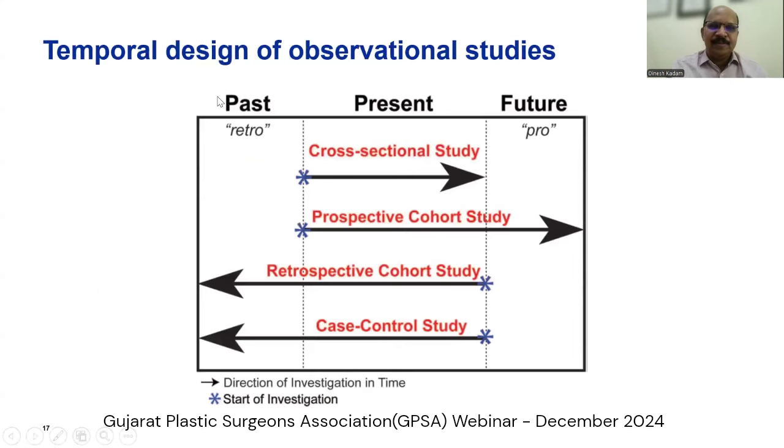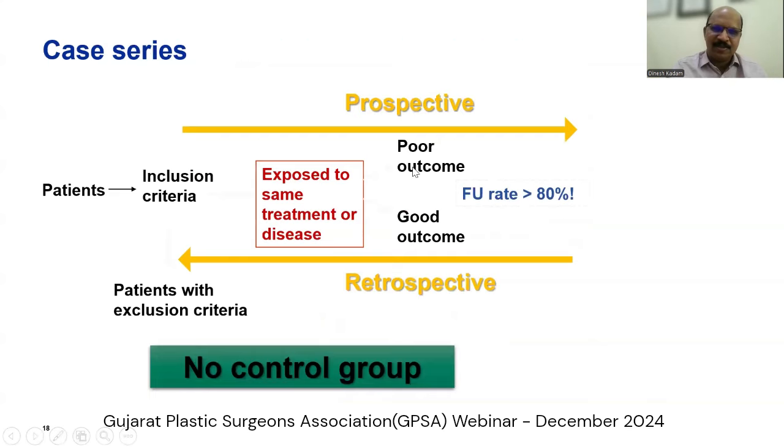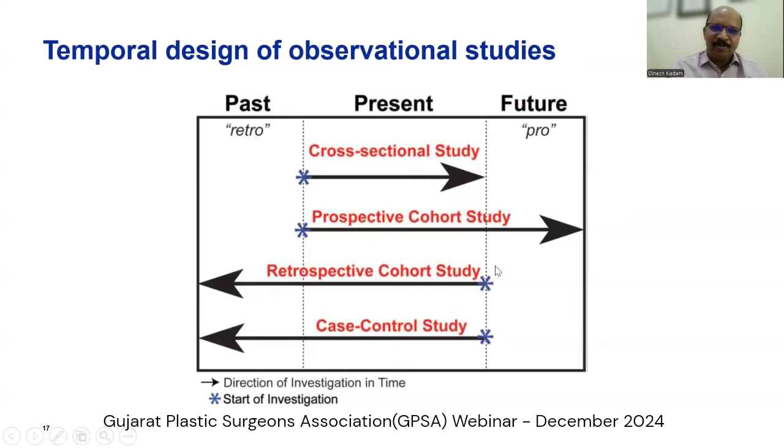Now, these RCTs and cohort studies can be either cross-sectional, that is one time, looking only at the prevalence during the present time. For example, the knowledge of plastic surgery among medical students is a one-time cross-sectional study. A prospective cohort study could be prospective, or it could be retrospective, but the case control study is always a retrospective thing.